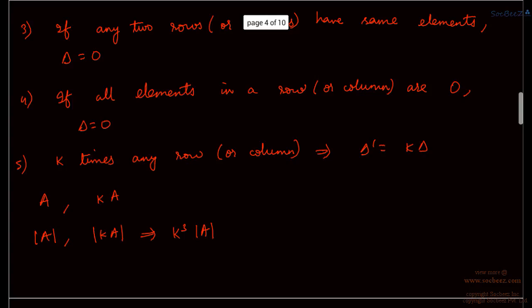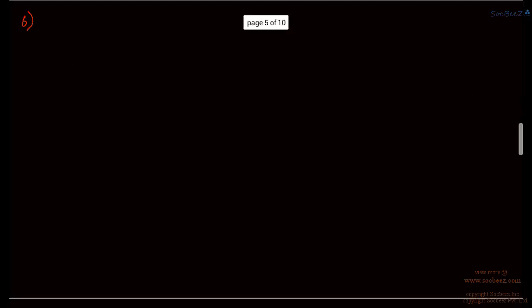Okay. Now the next property is this one. Now using the third and the fifth, we obtain a very nice property which says that if two rows have elements in the same ratio, right? Even then the determinant has to be 0. Columns.